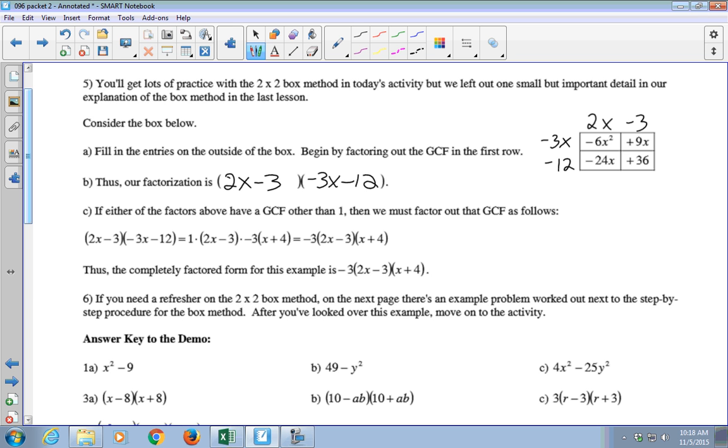So 2x minus 3, do 2x and 3 have any common factors? No, so that is as simple as it can get, right? So that just stays. But negative 3x minus 12, do negative 3x and negative 12 have any common factors? Negative 3, yeah. So I actually can pull out a negative 3 from negative 3x minus 12, and you're left with x plus 4.